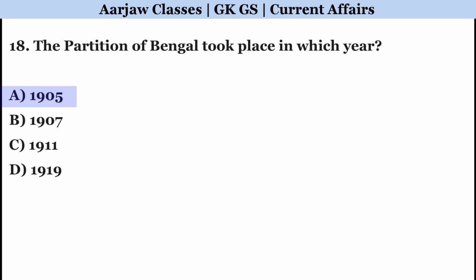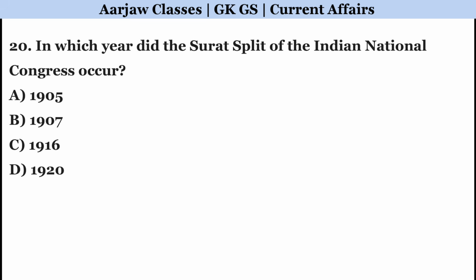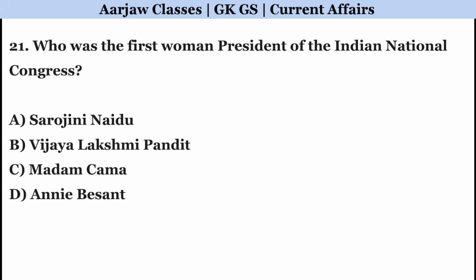Correct option is A. In 1905. Which viceroy was responsible for the partition of Bengal? Correct option is D. Lord Curzon. In which year did the Surat split of the Indian National Congress occur? Correct option is B. In 1907. Who was the first woman president of the Indian National Congress? Correct option is D. Annie Besant.